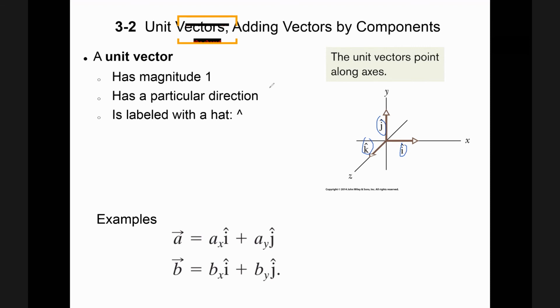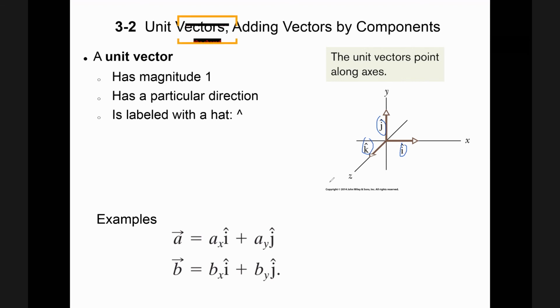J hat always points along the y-axis. Well, k hat, by the way, is coming out of the page. It points along the z-axis. By the way, the z-axis, focus with me. This is the x, this is the y, and coming out of the page is the z-axis, the third axis, the third dimension. So this is the z-axis, and it has a unit vector called k hat.